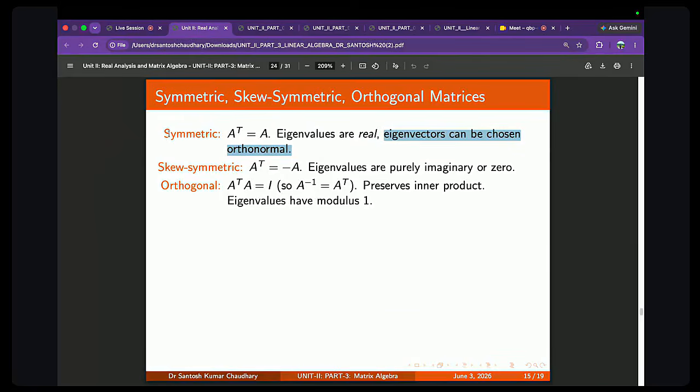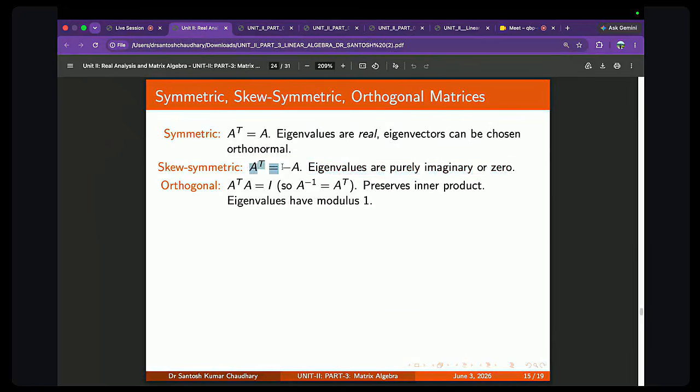So you can have orthonormal eigenvectors corresponding to a symmetric matrix. If you go through the diagonalizable concept, it is used there. Real symmetric matrices are orthogonally diagonalizable. So these types of theorems are there. Skew symmetric matrix: if A transpose is equal to minus A, then it is skew symmetric. When you take the transpose and it becomes the negative of the original matrix, then the eigenvalues are purely imaginary or zero. Then we call it skew symmetric.